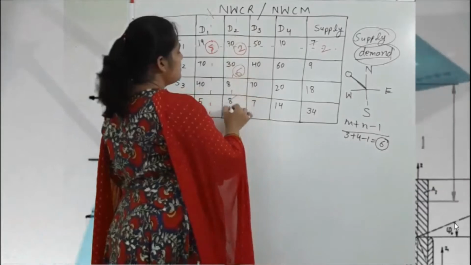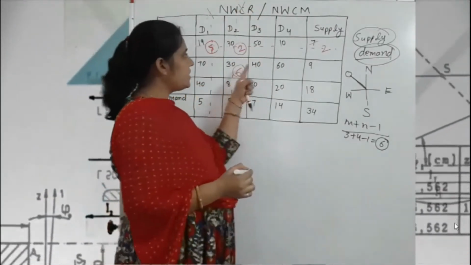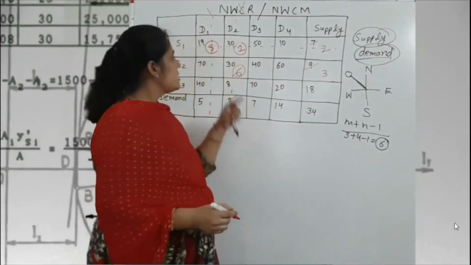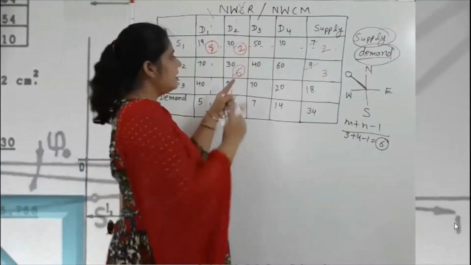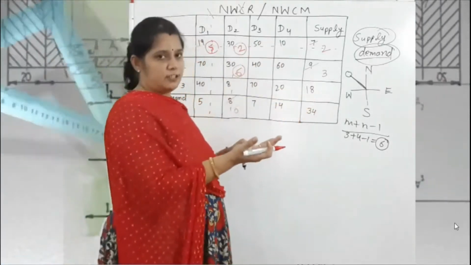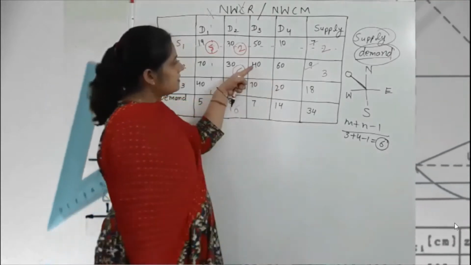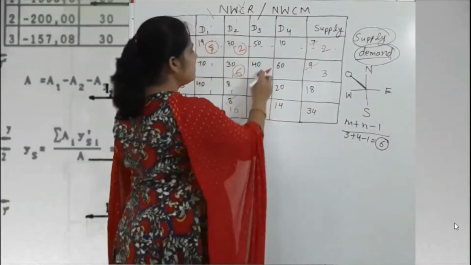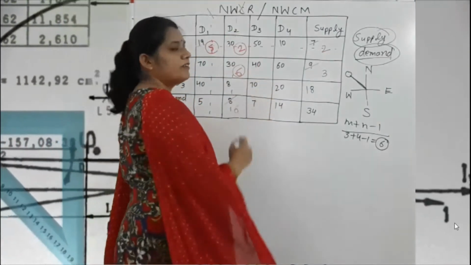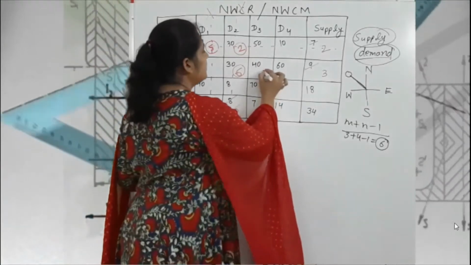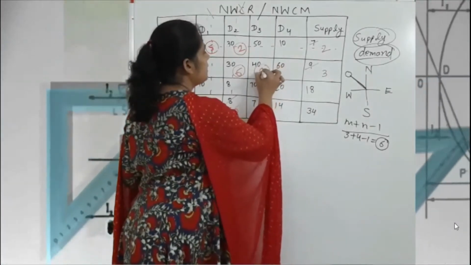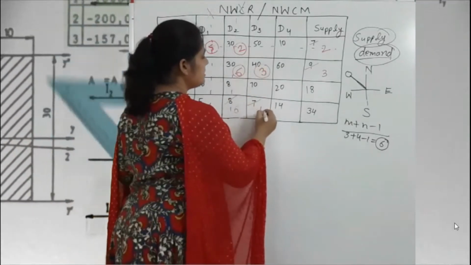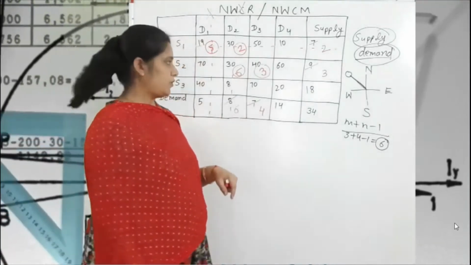That means this column is cancelled and immediately we write 9 minus 6 is equal to 3. Got it? So the second column is cancelled. Then we move to the third column. In the third column, the value is 40. So our supply is 3 and the demand is 7. So the minimum value is 3. So we put here 3. Immediately we put 3. So here 7 minus 3 is equal to 4. We write here 4.